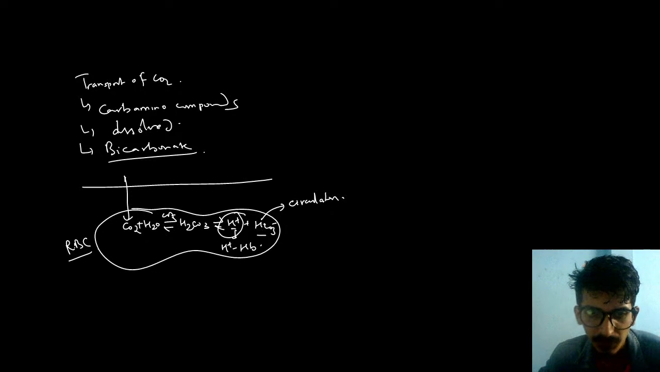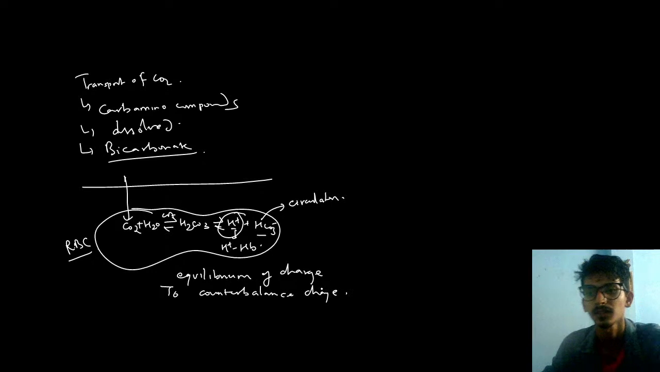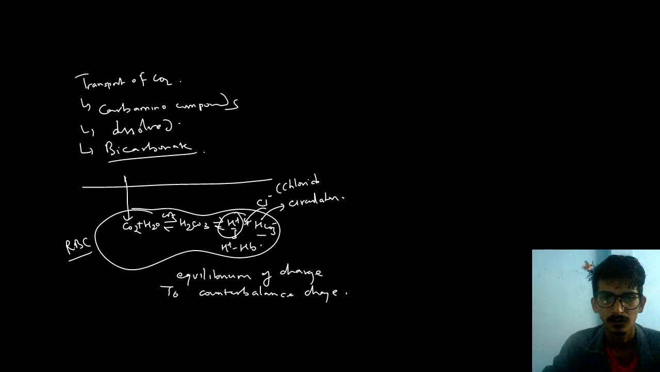But we can see that as the bicarbonate leaves the RBC, the equilibrium of the charges is disturbed. So to counterbalance the charges, what happens is that chloride will come inside the RBC, and this is called the chloride shift.